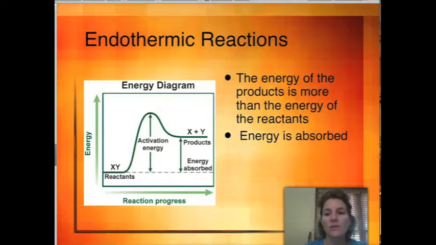Now, in an endothermic reaction, notice here we have our reactants, XY. We still have to add some energy to get the reaction going, so this is our activation energy. But for our products over here, X plus Y, the energy of the products is greater than the energy of the reactants. So this energy diagram is showing an endothermic reaction in which the energy of the reactants is less than that of the products. Therefore, energy is absorbed. Oftentimes, if you're carrying out a chemical reaction in a beaker, you'll notice that it turns cold. It's because it's absorbing energy.